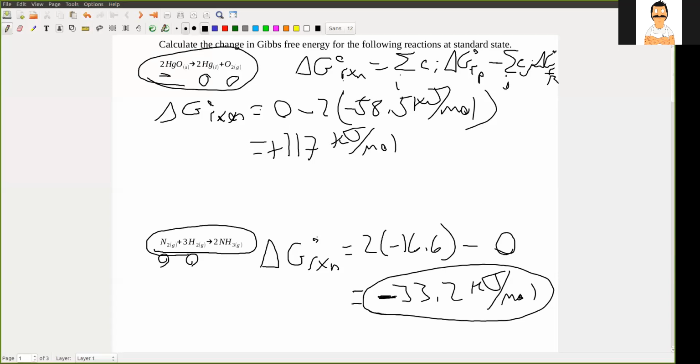But again, the big takeaway on this, beyond just the assessment of the sign on delta G, is that the calculation of delta G is very similar to the calculation of delta S, and also delta H and all the other ones that we've done in the past.